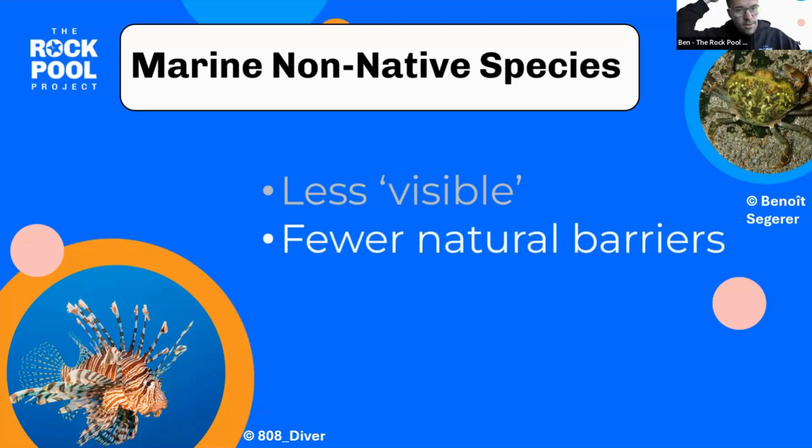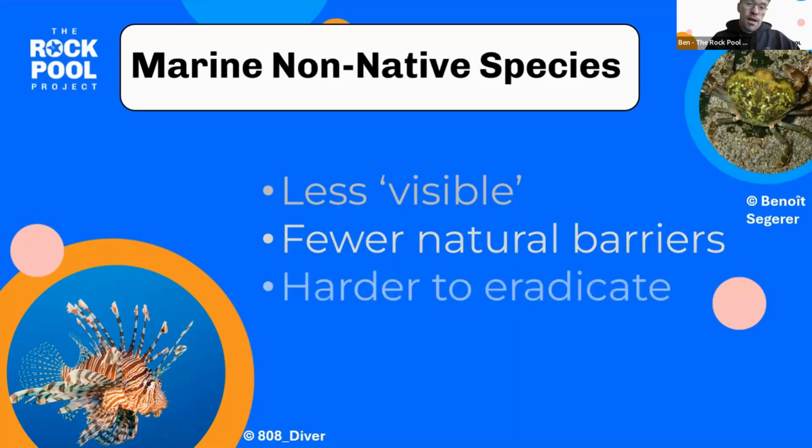There are also fewer natural barriers in the ocean, and so this makes it a lot easier, particularly when a species has arrived from somewhere else in the world, to spread, and that has obviously implications for management and makes it harder to eradicate species generally. I mean, it can be very hard to eradicate species terrestrially at all, but marine ones particularly so.